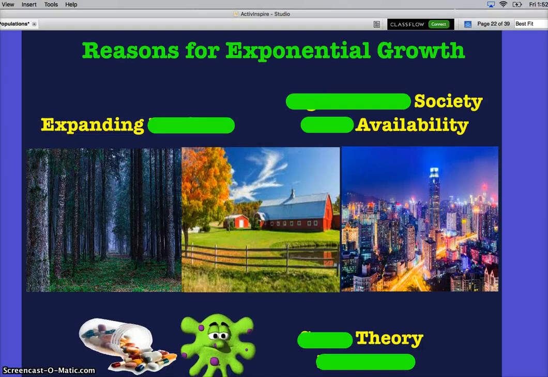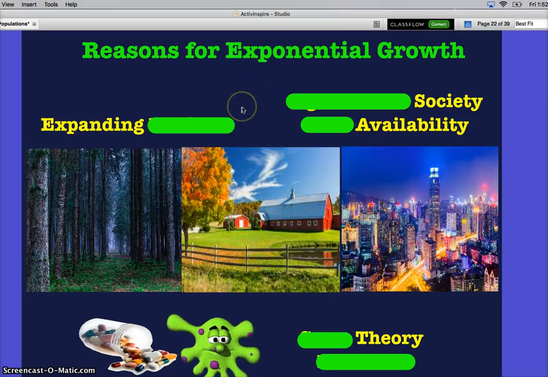So let's talk about why we grew exponentially. Then we'll talk about what's happening in birth rate trends, what's happening in death rates, and then basically what the future holds. So there's 3 reasons why the exponential growth took place.